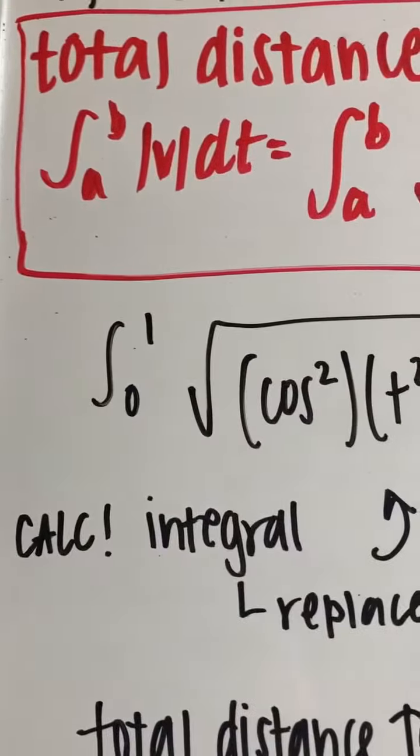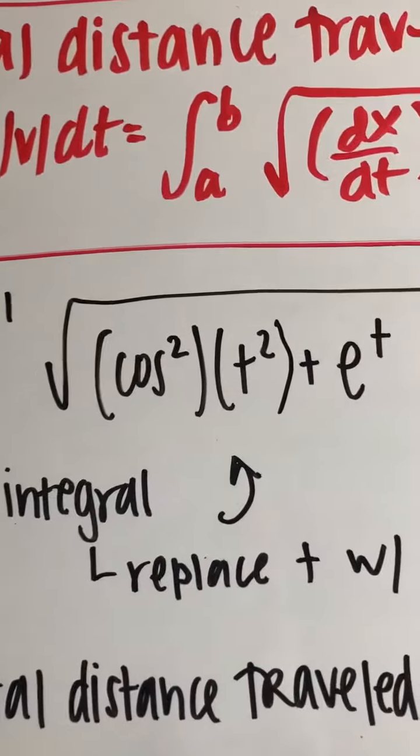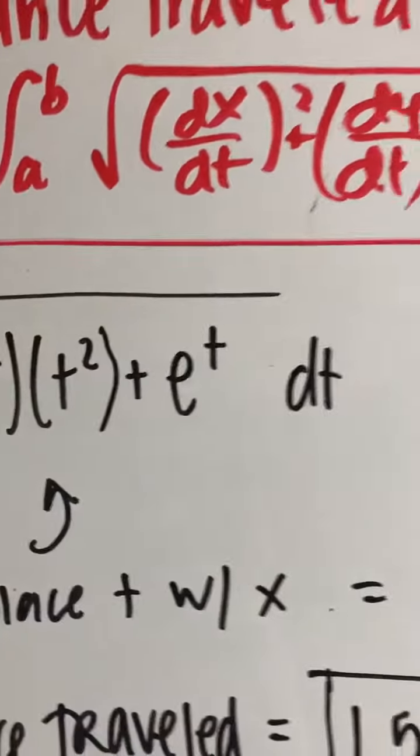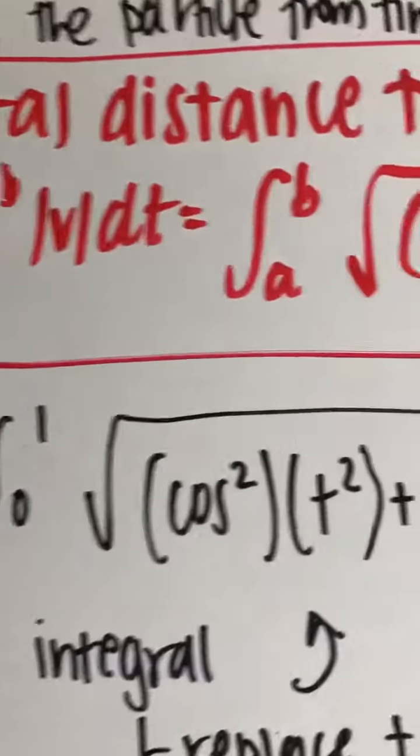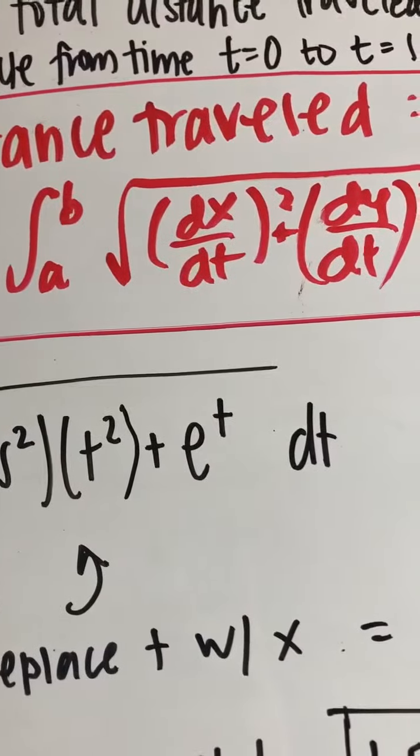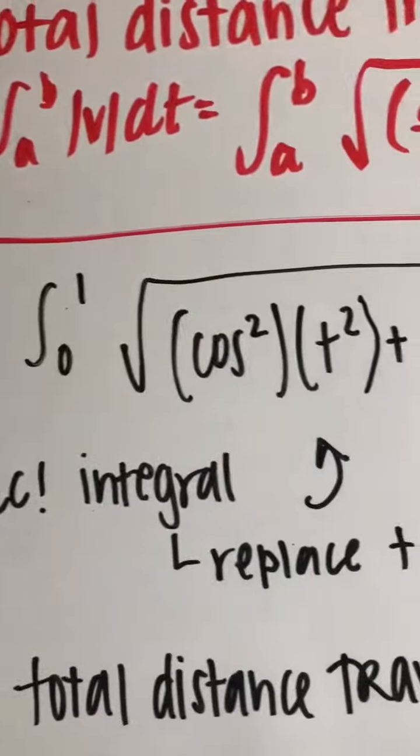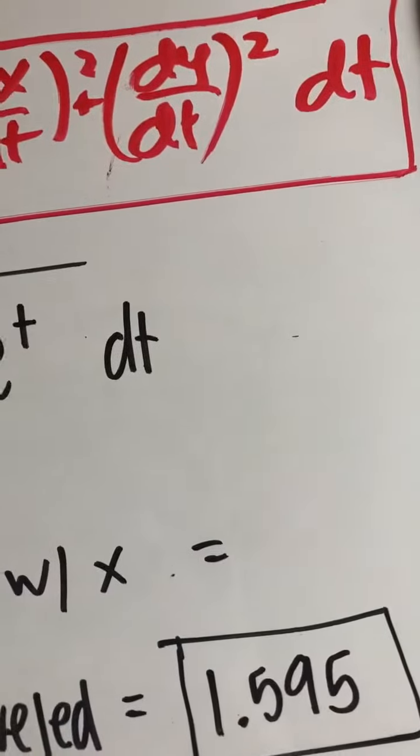So you're going to put that in your calculator. You're going to use the integral function in your calculator and replace the t's with x's. And then once you set all of this equal, you should get, for your total distance traveled, 1.595.